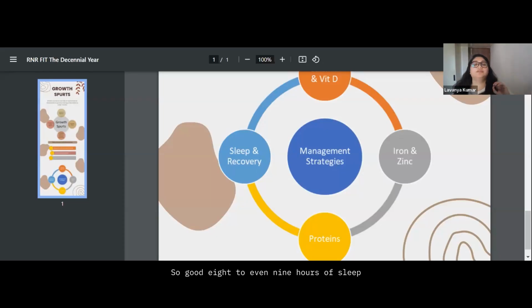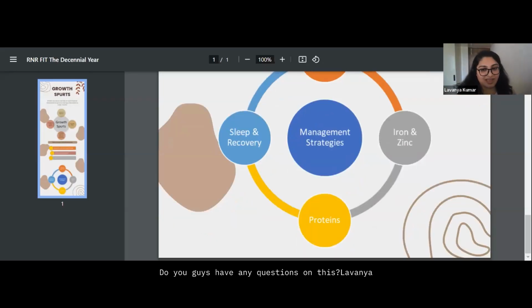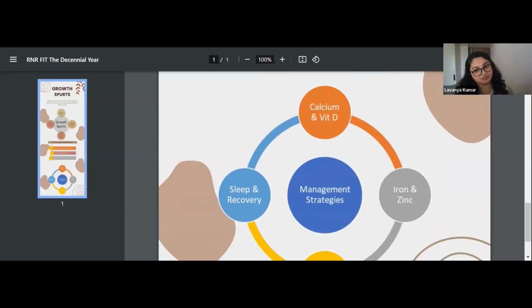So a good 8 to even 9 hours of sleep for kids at this point in time is not a problem. So you can expect your children to go ahead and sleep better. And if they're not, if it's being disrupted by, say, a tab or a phone or electronic devices, or even studies for that matter, I'm a little biased in this. Sleep before anything else. Please keep that in mind. So that's about growth spurts. Do you guys have any questions on this?